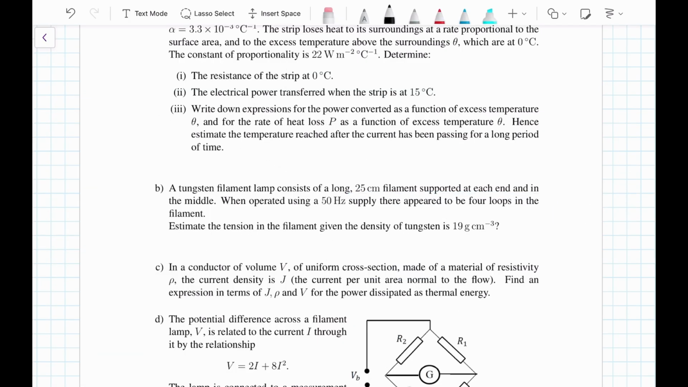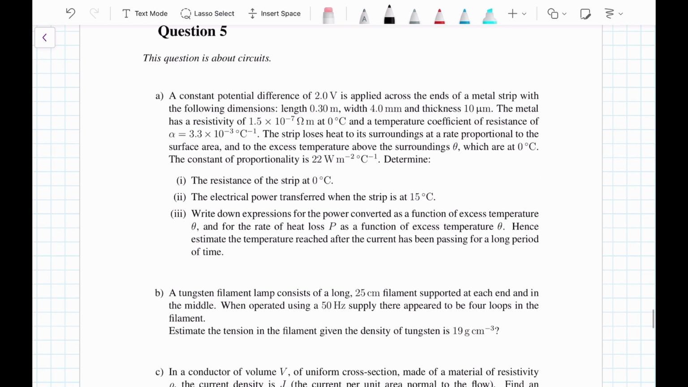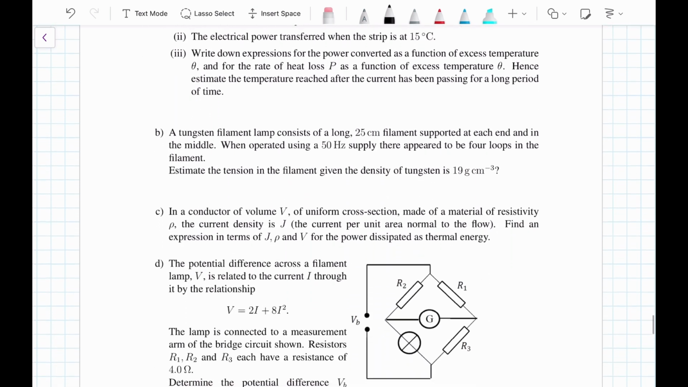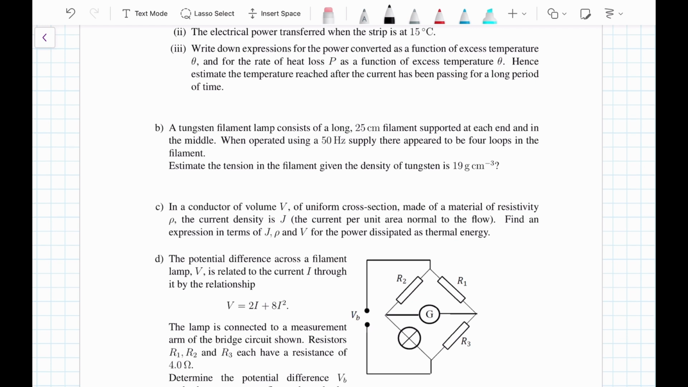So in this video, we're going to look at question B of question 5. It says a tungsten filament lamp consists of a long 25 centimeter filament supported at each end and in the middle. When operated using a 50 Hz supply, there appear to be 4 loops in the filament. Estimate the tension in the filament given the density of tungsten is 19 grams per cubic centimeter.